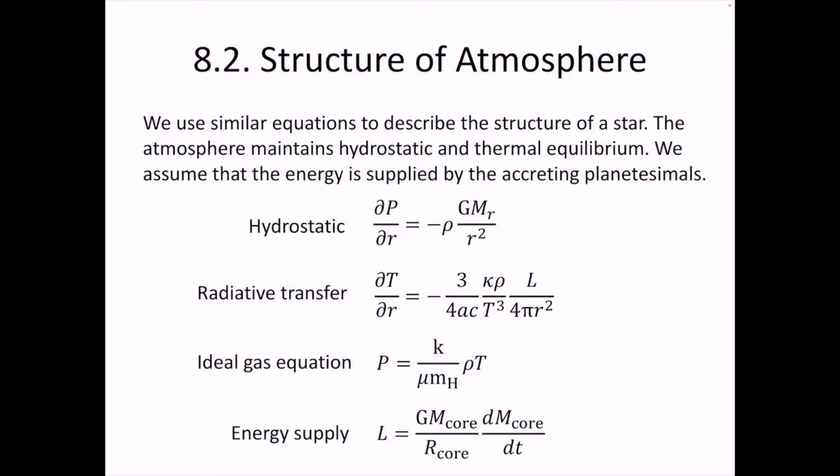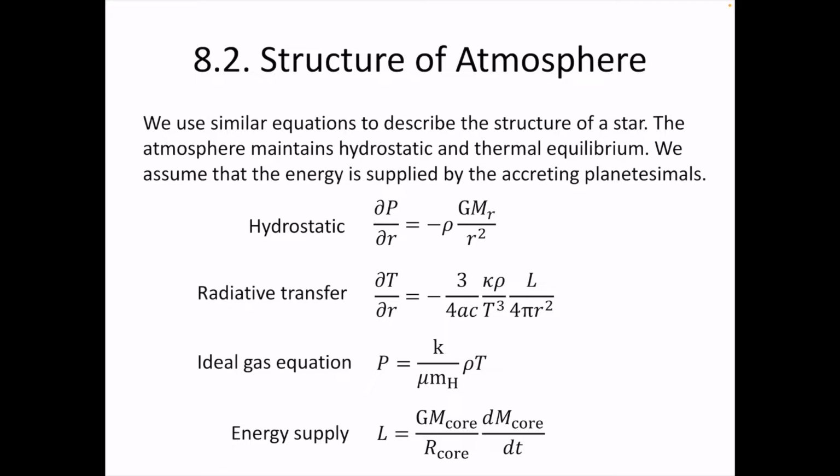We assume that the energy is supplied by the accreting planetesimals. The first three equations, hydrostatic, radiative transfer, and the ideal gas equation, are the same as the equations we use to describe the structure of stars. The last equation is the energy supply. Energy is supplied by the falling planetesimals. A planetesimal is captured by a protoplanet. The gravitational potential energy of a captured planetesimal is used to heat the atmosphere of a protoplanet. So the energy supply L is given as a parameter to determine the structure of atmospheres.